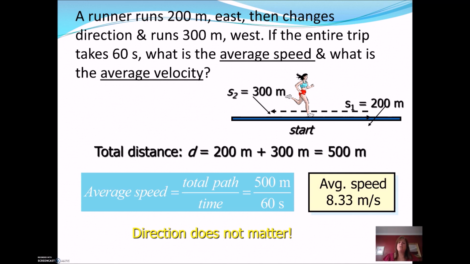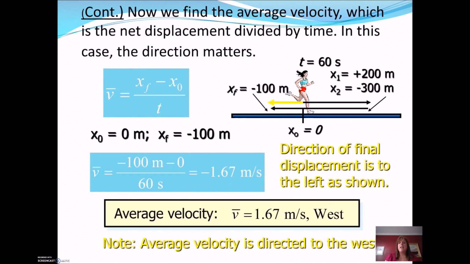But if we look at the average velocity, how is it different? Well, remember, we're looking at final minus initial. So if we say that she starts at 0, and the final position, she went out 200 meters, and then she went back 300, our final position is going to be a negative 100 meters from where she started. So we need to pay attention to the direction an object's moving. I go out 200 meters in one direction, we'll call that positive. I go back 300 meters, so we'll call that negative, which leaves us with a total displacement of a negative 100 meters from where we started.